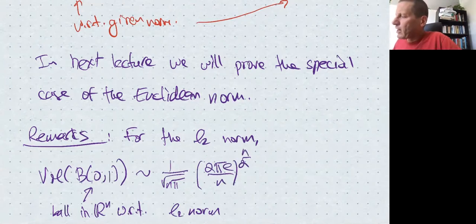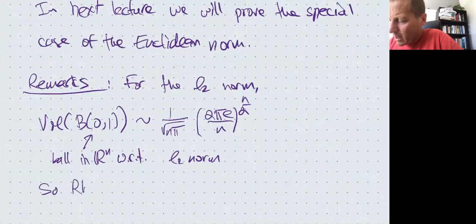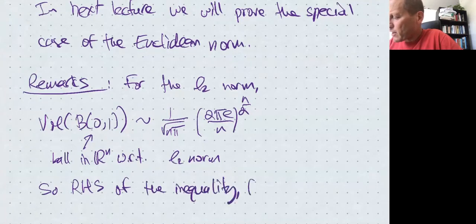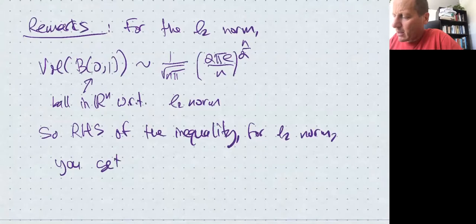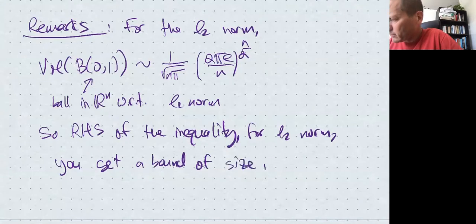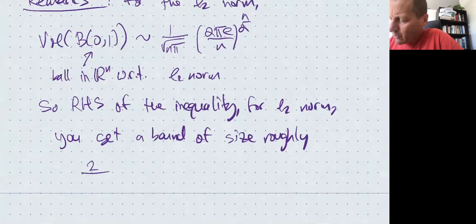So if you think about the right-hand side of the inequality for the L2 norm, you get a bound roughly, so it looks like this, 2 over square root 2 pi e, quantity to the n, and n to the power n over 2.